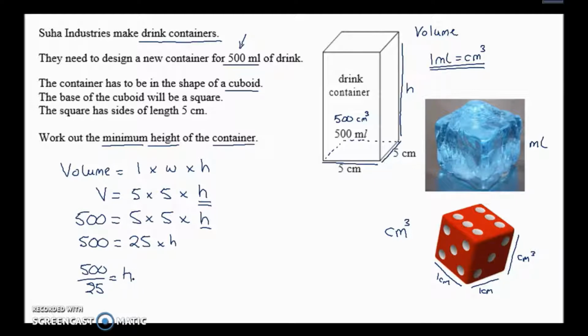You can just type that into your calculator, and if you think about how many 25s go into 500, I haven't got my calculator with me, so I'm going to do this mentally. I know that 4 25s make 100, so 4 lots of 5 is going to give me 20. You can type that into your calculator and you will get the answer that the height must be 20. Make sure you put some units on, 20 centimetres, and that will be the answer to that question.